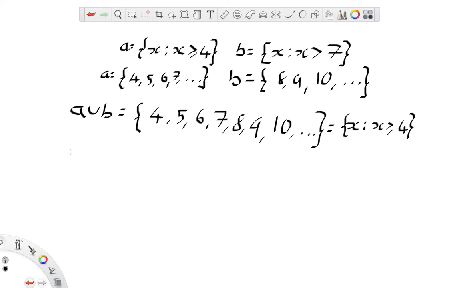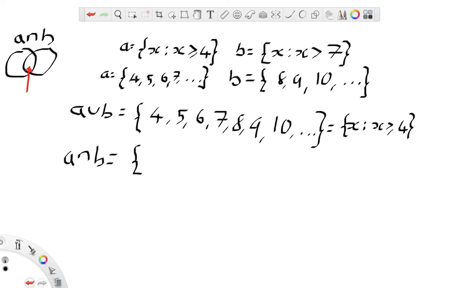Okay, and then what about A intersect B? Well, let's remember what A intersect B means. It means, with our Venn diagram, this part in the middle. So not everything that's in A and B, but just the things that are the same, so intersect. So what are the same things in A that are in B?